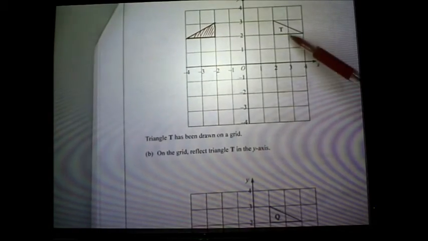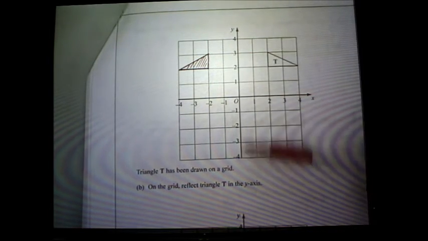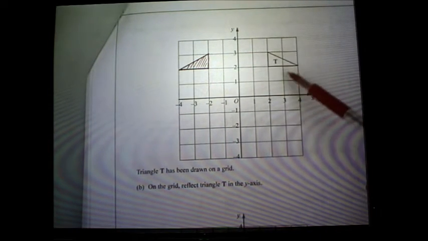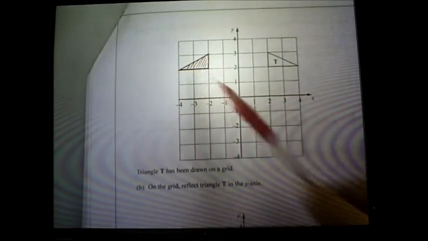Next one, enlarge that shape. Well, if it's 1 by scale factor 3, well, if it's 1 high, it'll be 3 high, and if it's 2 along, it'll be 6 along. So that's what I've done there. Question 25. Reflect T in the y-axis. This is the y-axis going down here. So you can either use tracing paper or you can just flip it over there. That's where it would end up.